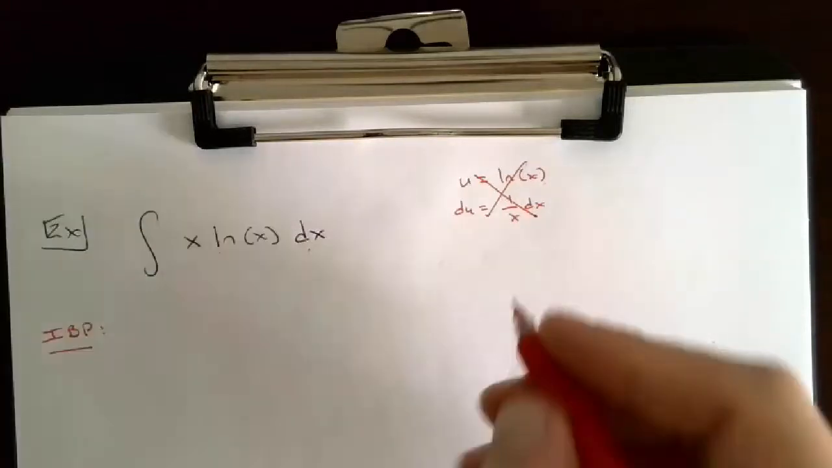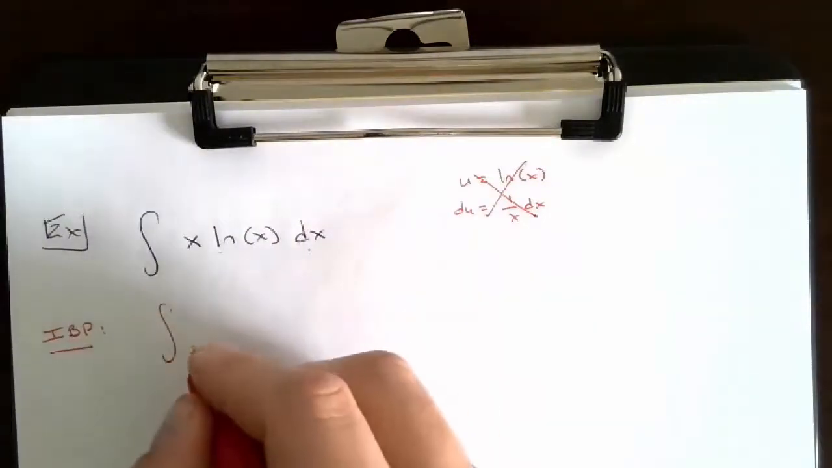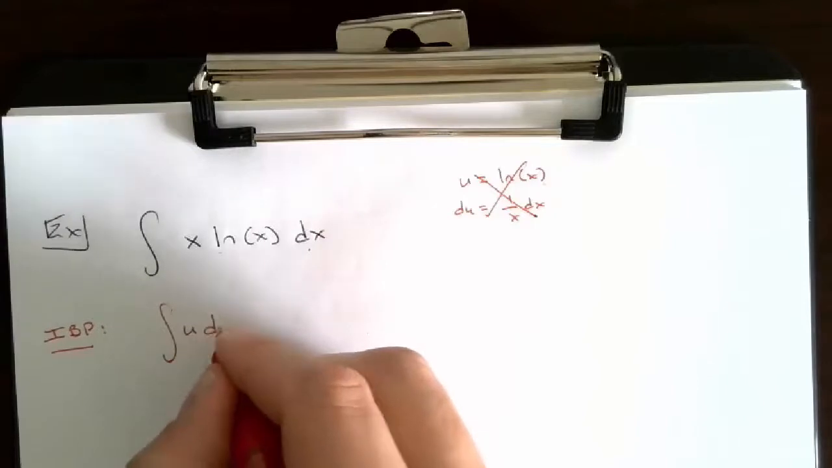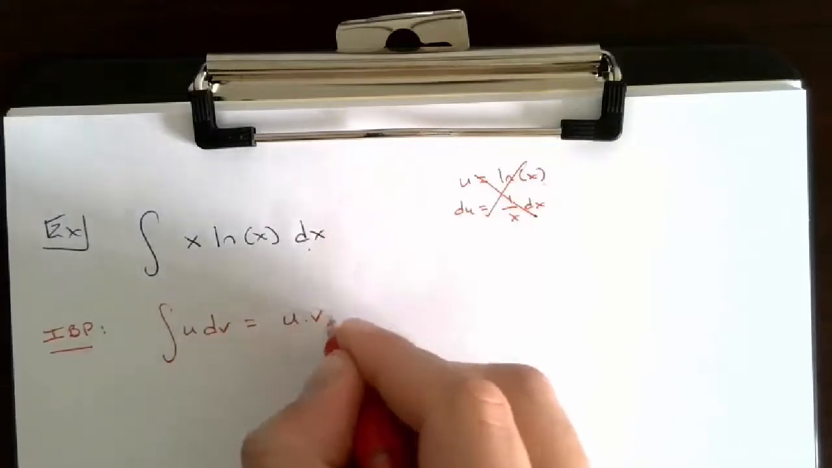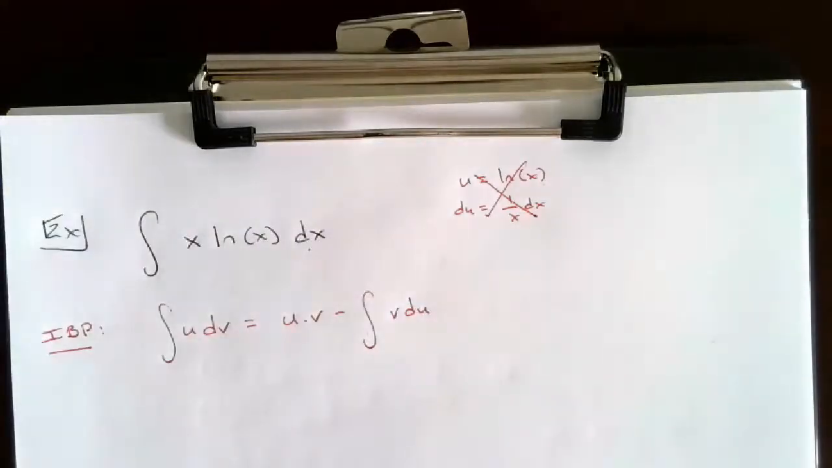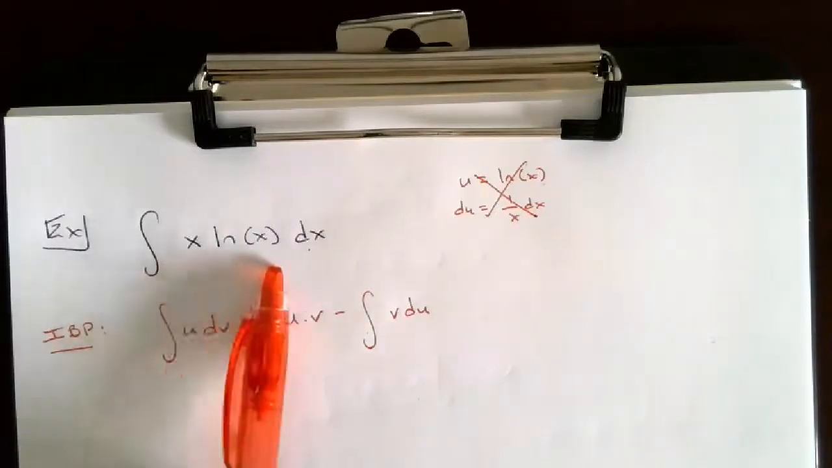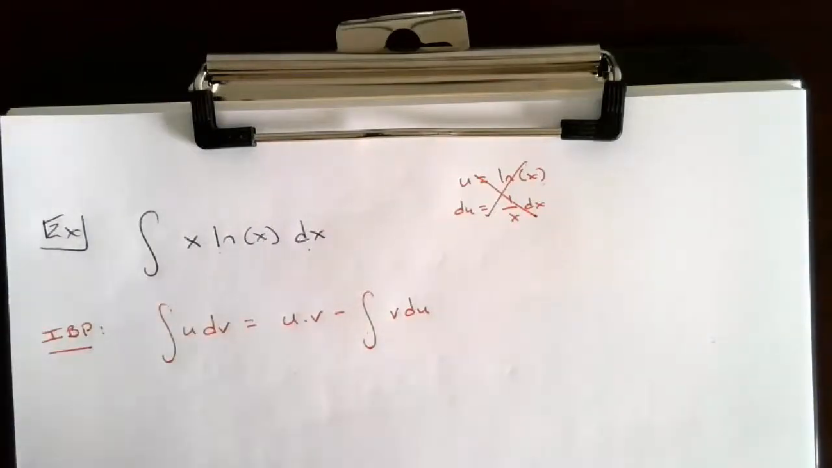And with integration by parts, sometimes it's helpful to write out the formula. The integral of u dv is equal to u times v minus the integral of v du. And I'm going to keep writing it out so you don't forget what the formula is. What you really want to remember is that this left side of the formula is really the original problem. You're just picking out whatever you want u to be.